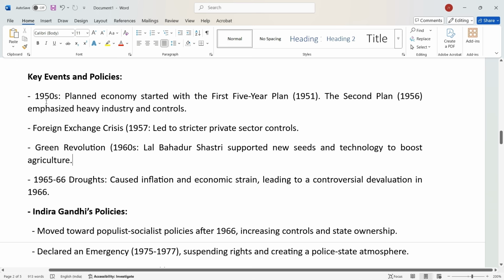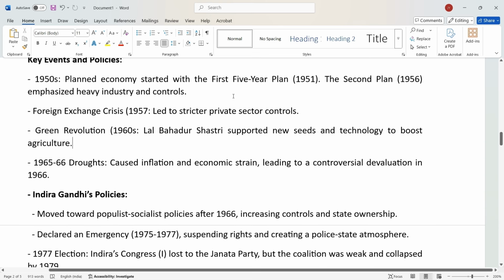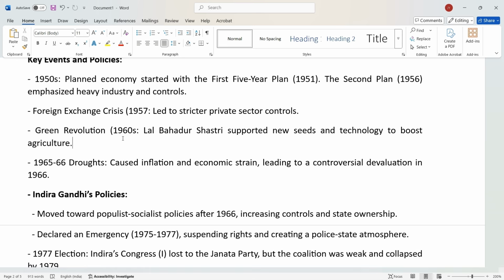In 1950, our economy started planning with the first five year plan, which was more focused on agriculture, and the second five year plan started in 1956. That was the Nehru era, which you must have learned in unit 1. At that time, in 1957, a foreign exchange crisis also happened. After that, in the 1960s, Lal Bahadur Shastri came in, and the Green Revolution also took place in this period.